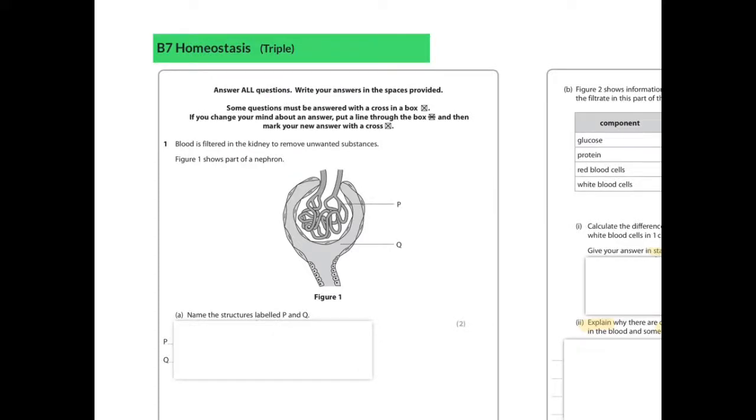Blood is filtered in the kidney to remove unwanted substances. Figure 1 shows part of the nephron. So here we have the glomerulus and we have the Bowman's capsule. Name the structure, label P and Q. So kind of answer that one.